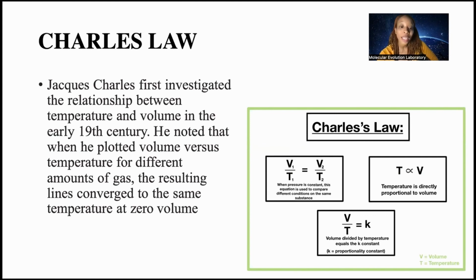He noted that when he plotted volumes versus temperature for different amounts of gas, the resulting lines converge to the same temperature at zero volume. So here we can see V1 divided by T1 equals V2 divided by T2. When pressure is constant, this equation is used to compare different conditions on the same substance. And in this case, temperature is directly proportional to volume.